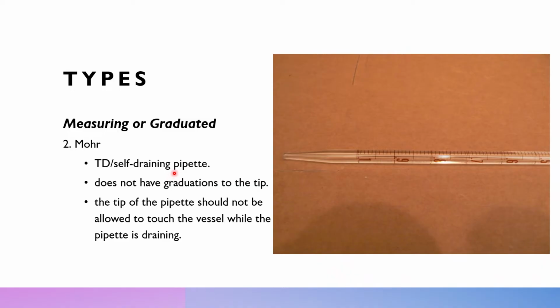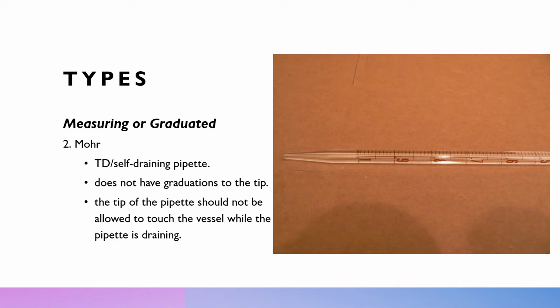The difference between serologic pipettes and Mohr pipettes, class, is that Mohr pipettes do not have graduations to the tip. So it doesn't have number markings up to the tip. The tip of the pipette, as I've said, should not be allowed to touch the vessel while the pipette is draining. But you keep the tip touching the vessel until it's fully drained. Now you understand the difference between serologic and Mohr type of pipettes?